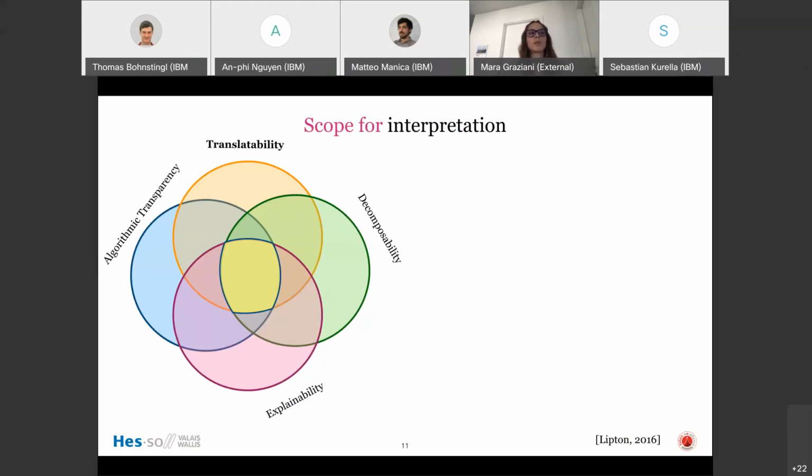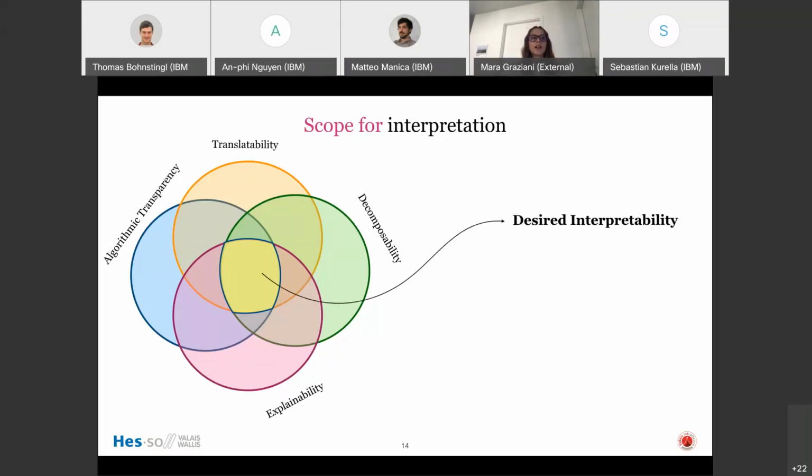In other cases, we might be interested in just translating what is happening in our algorithm to a specific user, maybe the patient or the clinician, or even the technician using a diagnostic machine, for example. If we're focusing on decomposability instead, then we want to understand in depth the role of each component in our tool. And in other cases, we might just be interested in giving contrasting explanations, so clarifying why a certain decision was taken rather than another. And in this case, we're focusing on explainability.